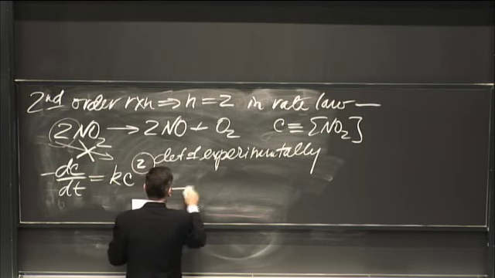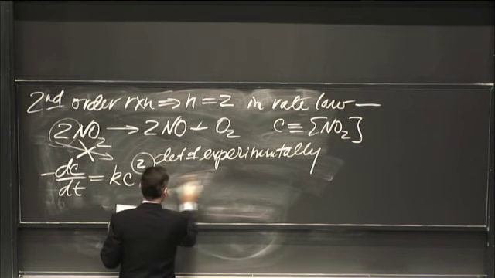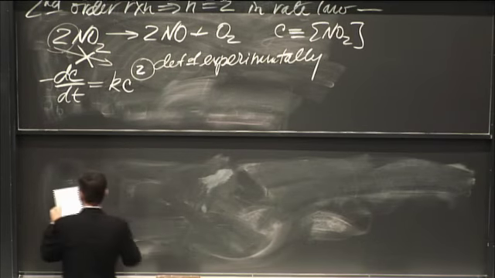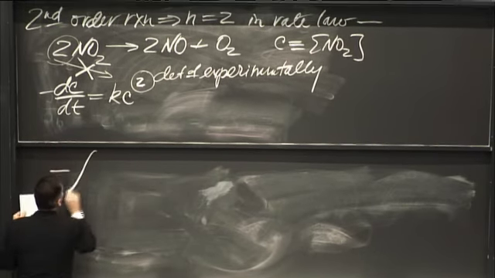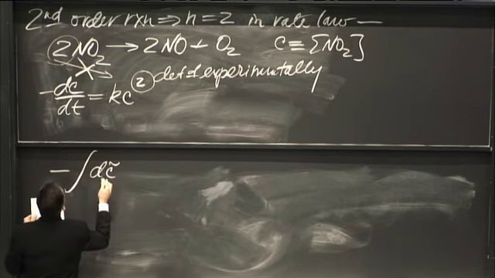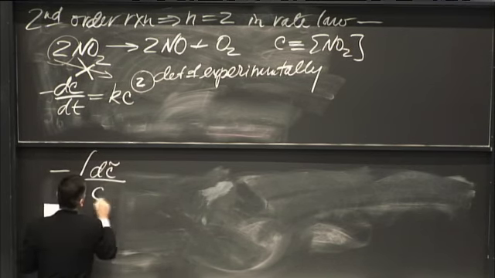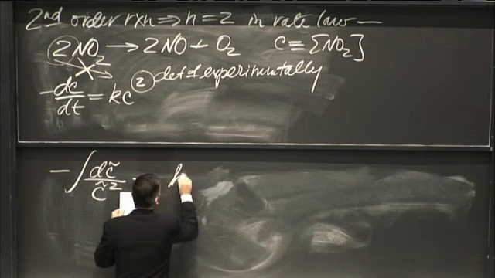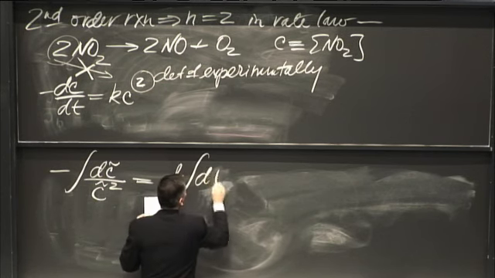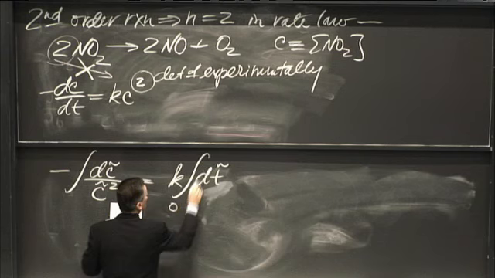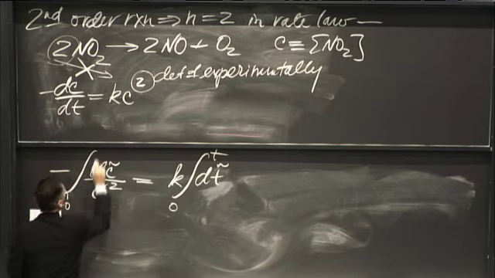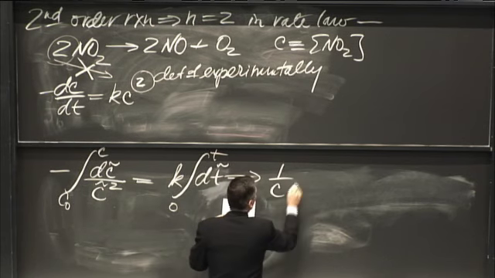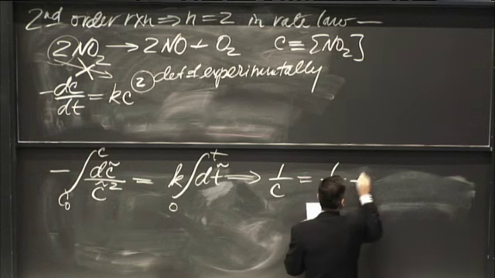Boards are cheap, so let's jump down to the next one. So now I can put minus the integral of dC tilde, cross multiply, so dC tilde over C tilde squared equals k, the integral dt tilde. And we can integrate this from 0 to some time, and this will go from C naught to some concentration. And that will give us 1 over C equals 1 over C naught plus kt.